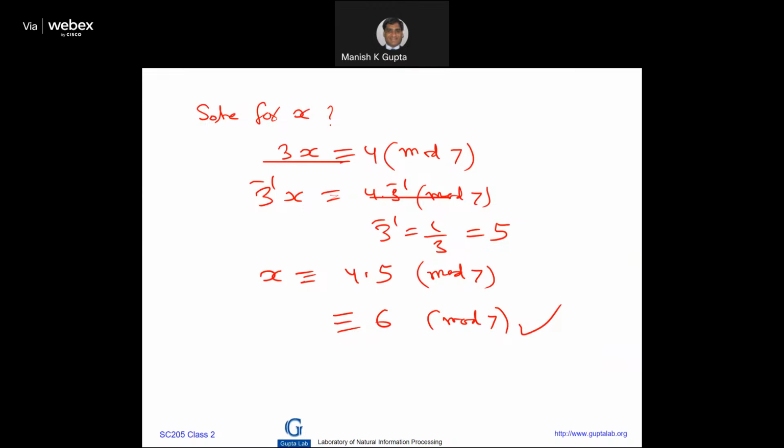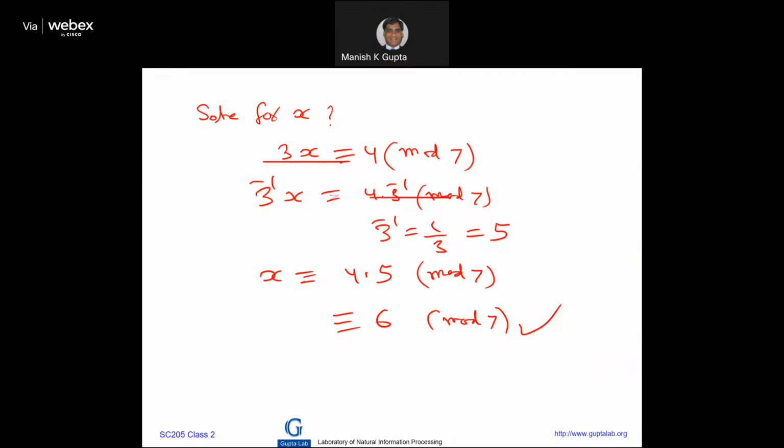But if the modulus is a non-prime number, things become a little bit tricky. So for ax congruent to b mod n, only if the inverse exists can you solve. And I showed you last time that when the GCD of a and n is 1, we can find the inverse of a modulo n. Keeping that in mind, we can work out the solution, okay?